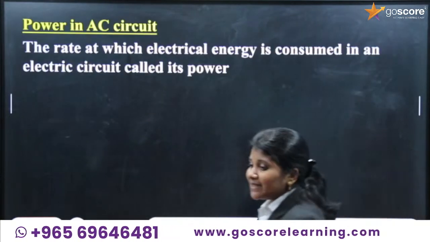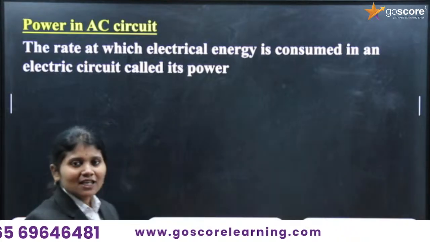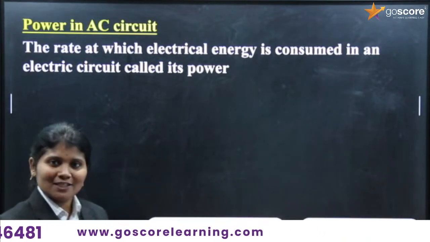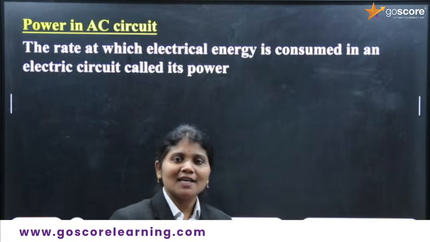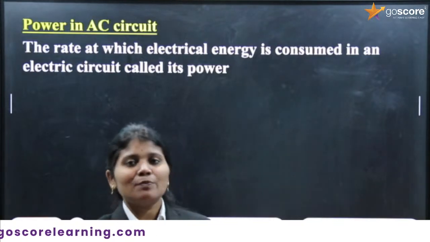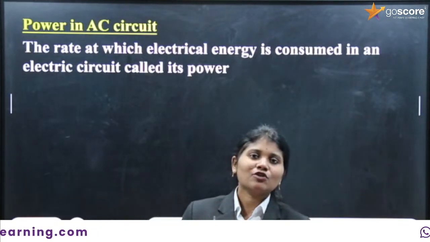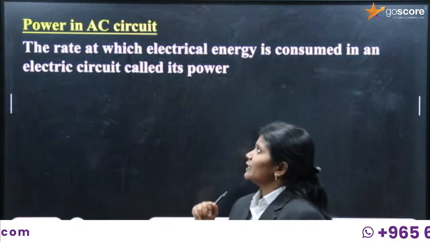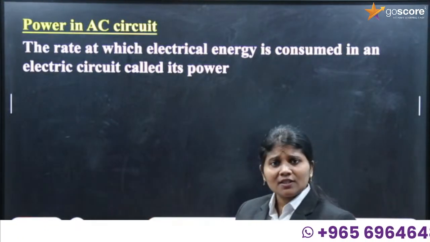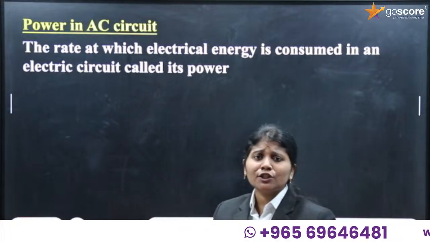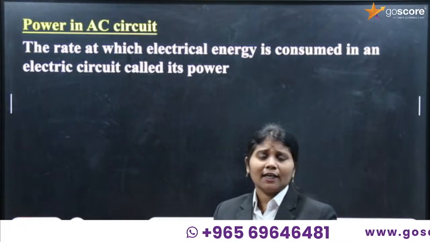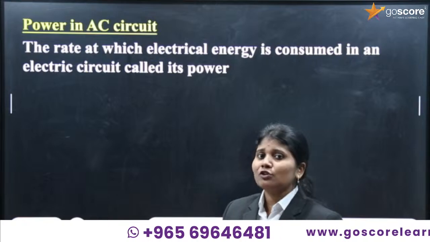Next one, power in AC circuit. Generally we know that in DC, what is the power? There is no phase angle. The power is not depending upon the time period. Voltage and current also do not depend upon the period. Then what is the power equation in DC? P is equal to voltage into current. It is a direct current. Power is equal to voltage into current.